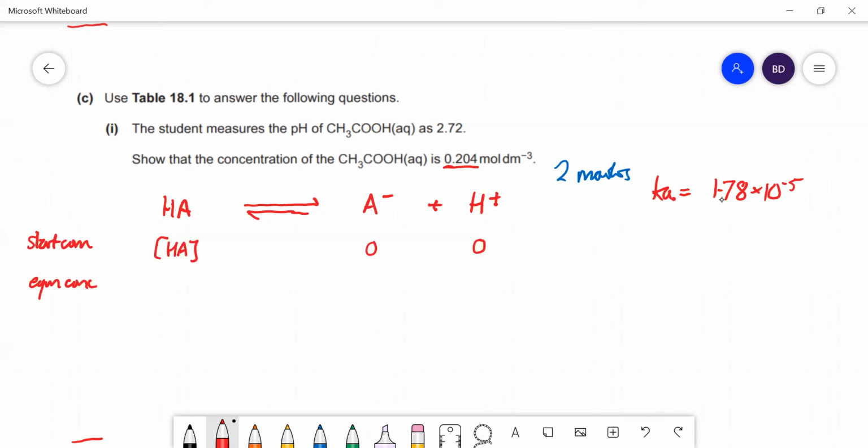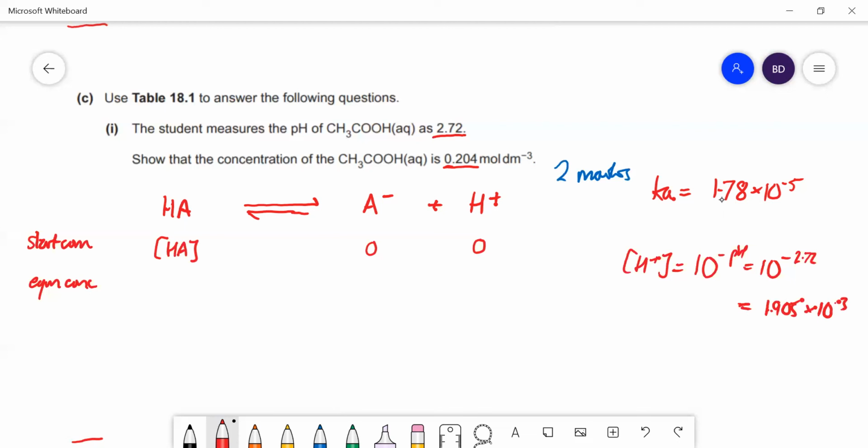Now it tells us that the final pH is 2.72. So the final H plus concentration is equal to 10 to the power of minus pH, 10 to the power of minus 2.72, which is equal to 1.905 times 10 to the minus 3.